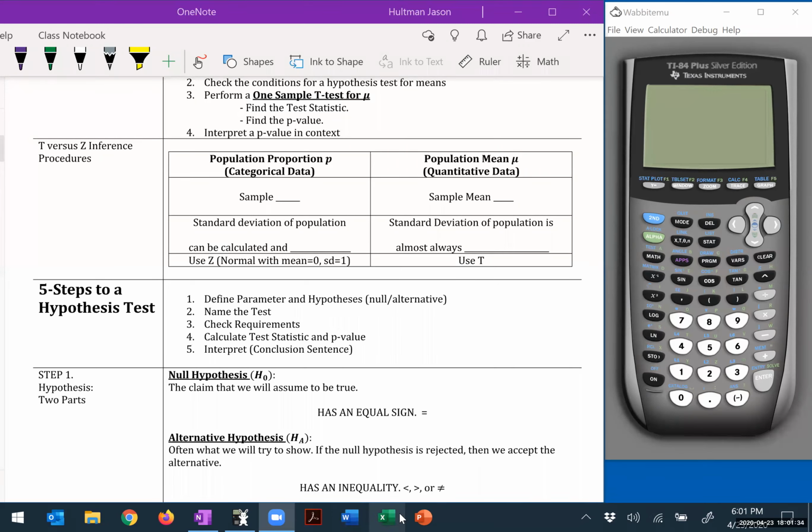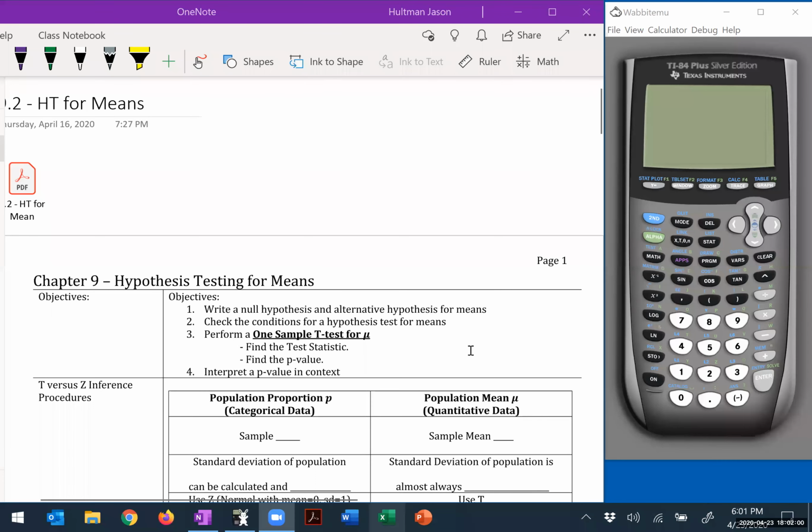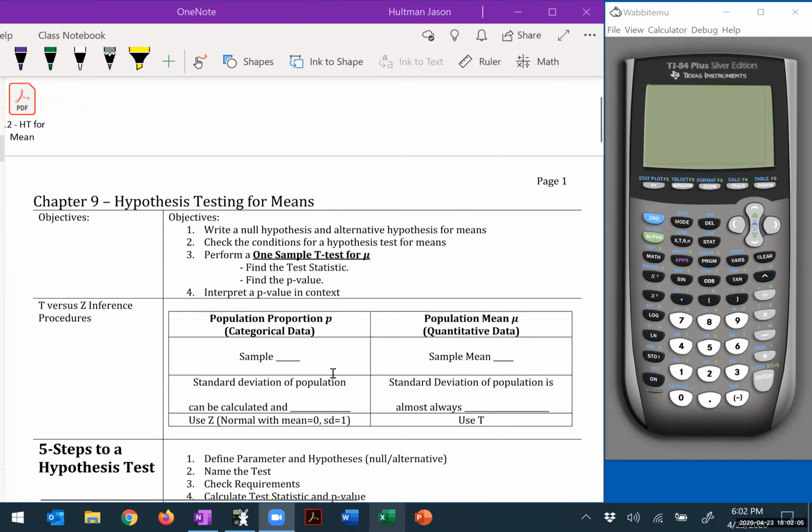Okay, alrighty. Let's move into section 9.2 today. Same thing that we did on Tuesday, just now with means instead of proportions. Okay, hypothesis testing for means.